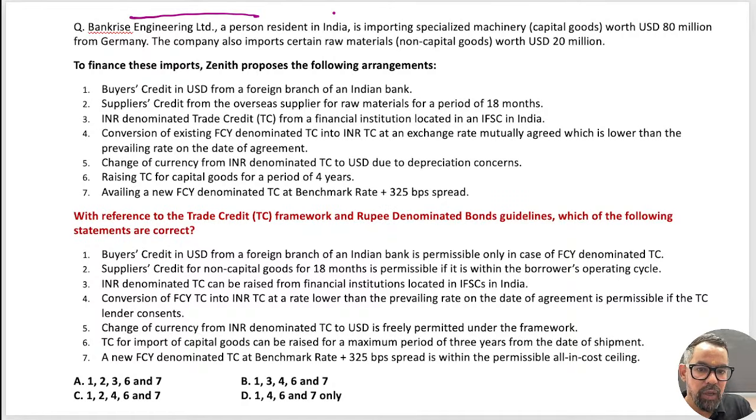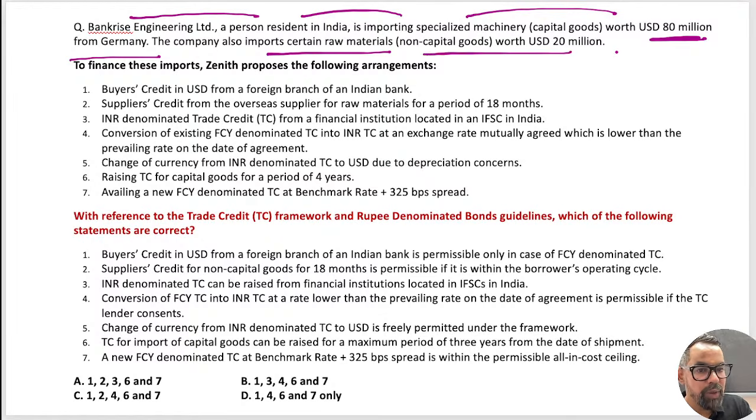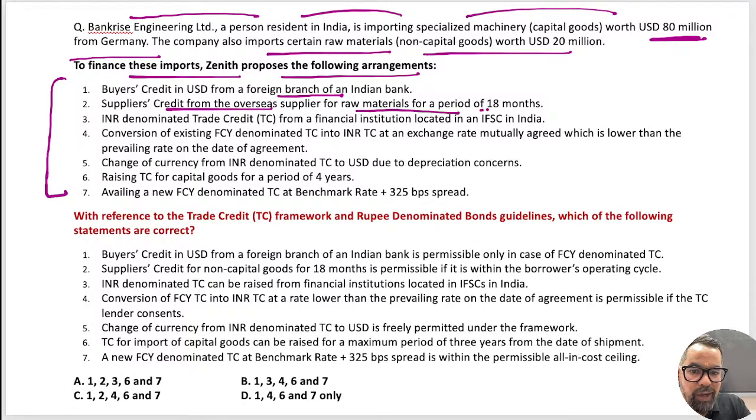Bankrise Engineering Limited, a person resident in India, is importing specialized machinery capital goods worth rupees 80 million from Germany. The company also imports certain raw material for non-capital goods for 20 million. To finance these, the company proposes the following. The first one is buyer credit in USD from the foreign branch of an Indian bank, that will be permissible, right? Supplier credit from overseas supplier for raw material for 18 months.